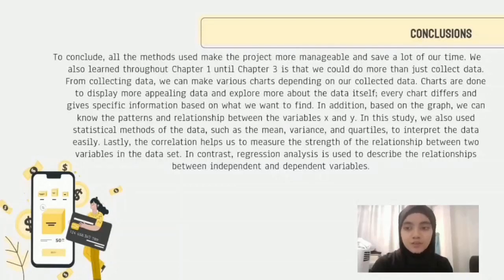In this study, we also use statistical methods of the data such as the mean, variance, and quartiles to interpret the data easily. Lastly, the correlation helps us to measure the strength of the relationship between the two variables in a data set. In contrast, regression analysis is used to describe the relationship between the independent and dependent variables.